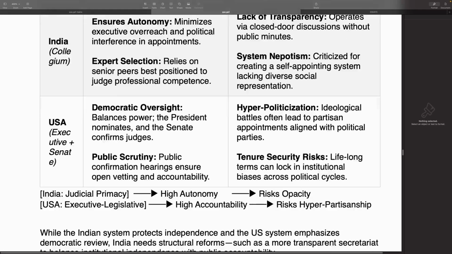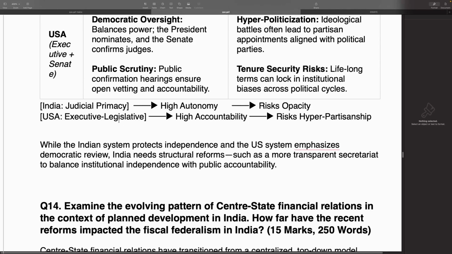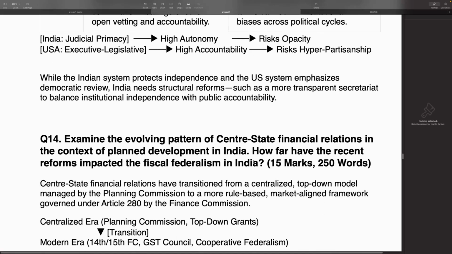Anyway, so we are done with this question, right? While the Indian system protects independence and the US system emphasizes democratic review, India needs structural reforms such as a more transparent secretariat to balance institutional independence with public accountability.